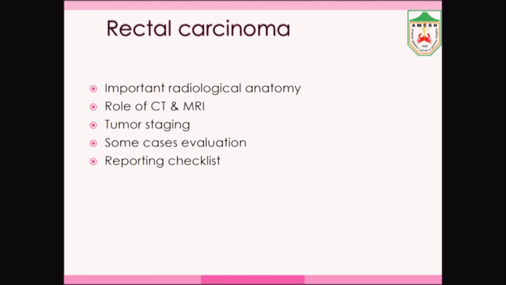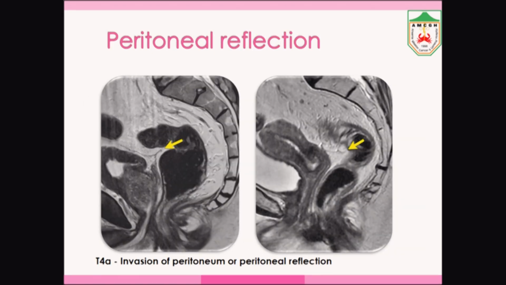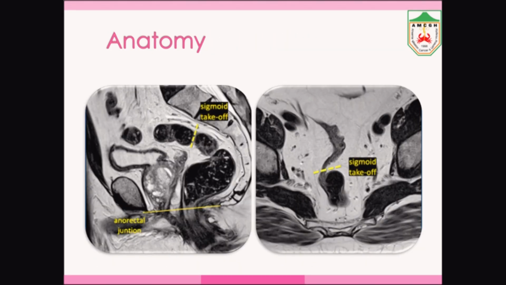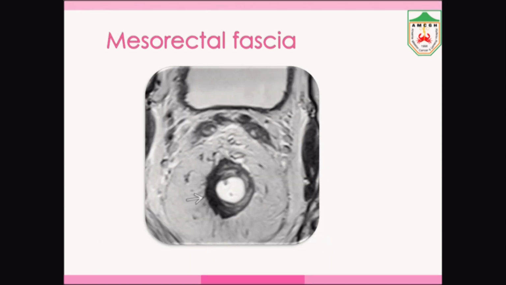Now the rectal carcinoma. Rectal carcinoma, as you know, extends from the rectoanal junction to the rectosigmoid junction, which is marked as the sigmoid takeoff. Another important thing is the peritoneal reflection, which appears as a thin strand. It is mainly present in the upper rectum and anterior part of the middle rectum, and the lateral portion of the middle rectum and lower rectum are surrounded by the mesorectal fascia.